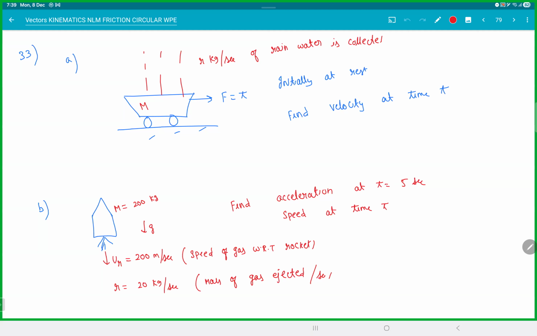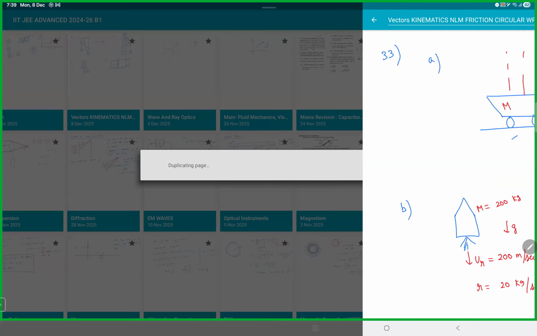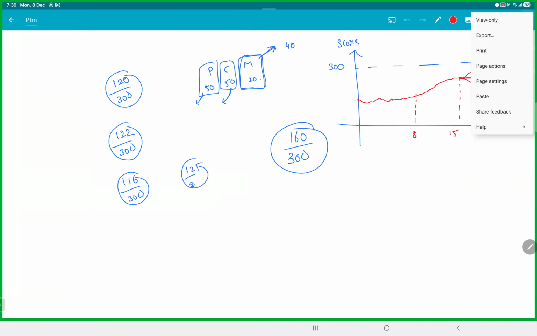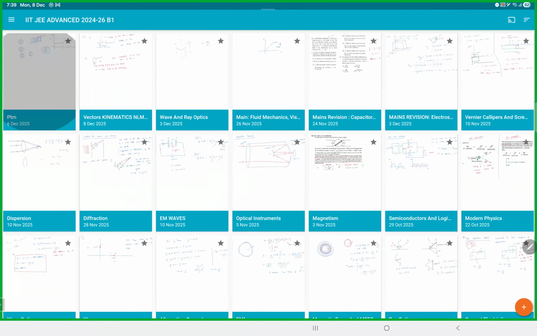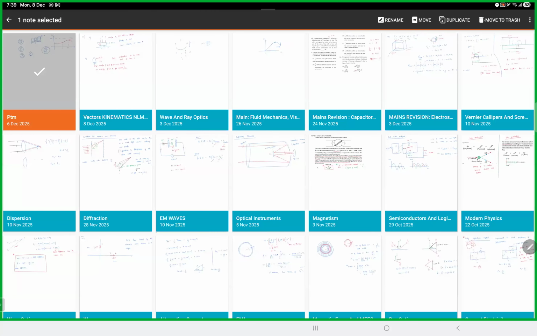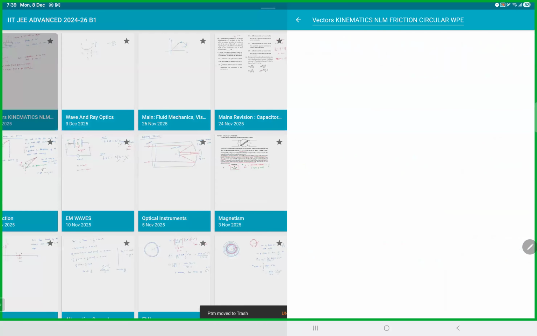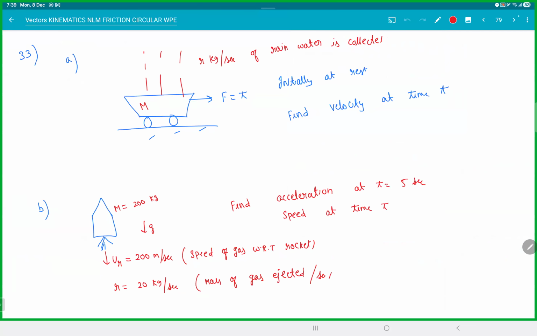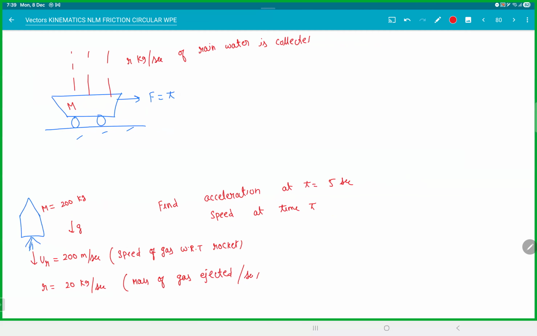How to do this? Now, most people will think you have to integrate and all that. You don't need to do all that for 33A. There is a much faster way to do this. Now, if you want to use that stuff, we can do it, but it becomes a little complex. There's a much faster way.